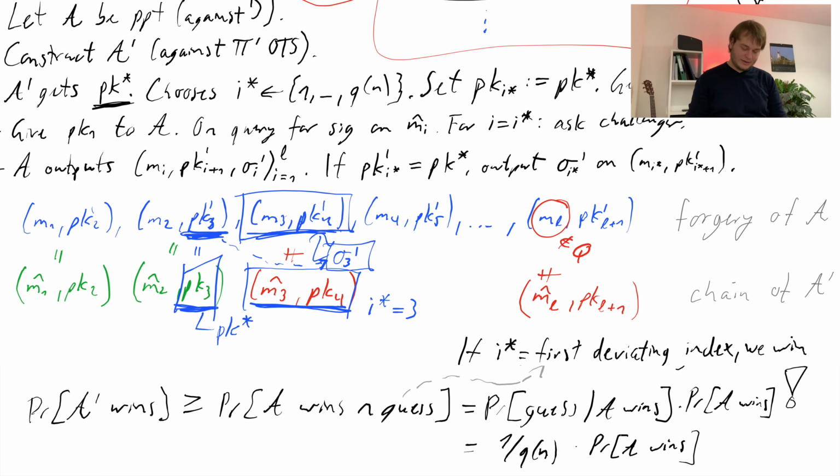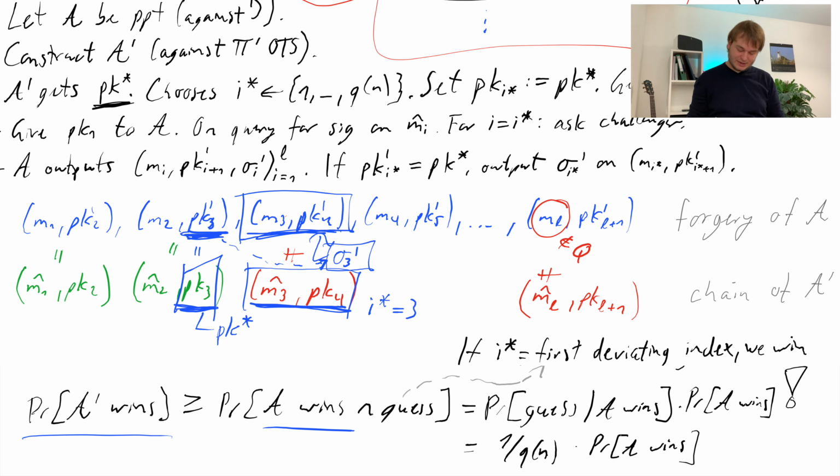if we look at the probability that our A prime wins against its one-time signature game, that happens in potentially more cases, but one case where this happens is if A outputs a valid forgery. So valid in the sense of the signature scheme that it is playing against, meaning that all of this is valid and ML is not one of the messages that he has queried before. And we have guessed correctly. So like this I star was guessed correctly, meaning it's the first deviating index in this chain, where this deviating index always has to exist.